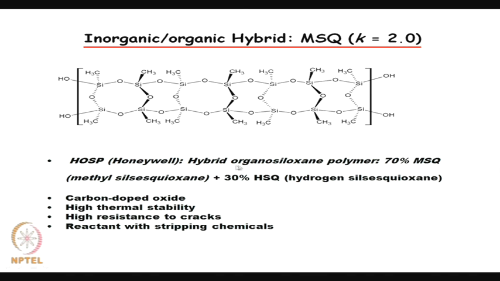This is a hybrid organosiloxane polymer. It has 70% MSQ, that means methyl silsesquioxane, and 30% HSQ, that means hydrogen silsesquioxane. And this material is basically a carbon doped oxide. It has very high thermal stability, and very high resistance to cracks and to reactants with stripping chemicals. So, these are the main features of this material which is available in industry.